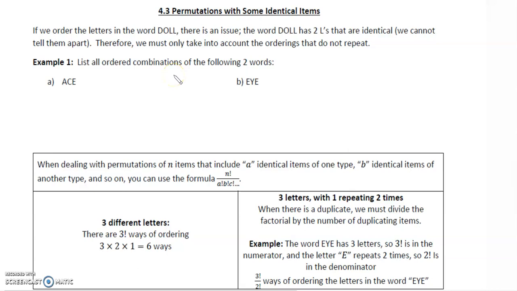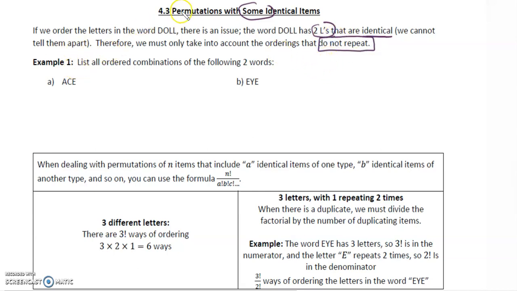So 4.3, permutations with some identical items. If we order the letters in the word "doll," there's an issue. The word "doll" has two L's in it, and those L's are obviously identical. We can't tell two L's apart. So therefore, we must take into account the orderings that do not repeat.